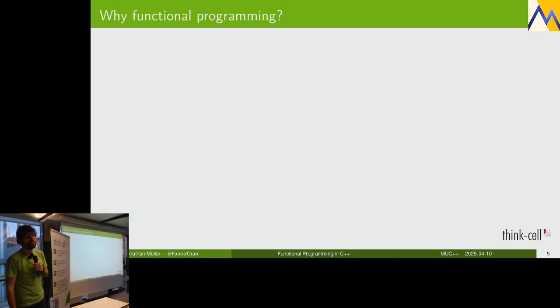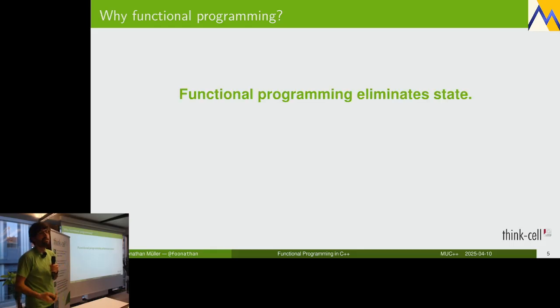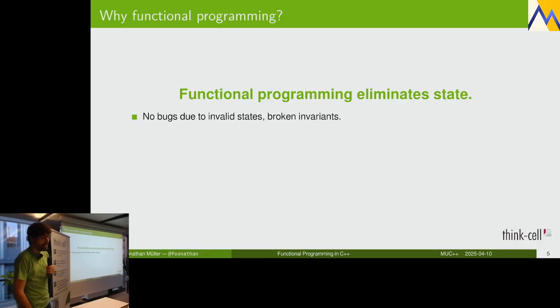Now, why do we use functional programming? Functional programming is really nice because it eliminates state. That's nice because this is where all your bugs are. If you don't have state, you don't have any bugs due to invalid states or broken invariants, like some variable still containing the old value but some other variable already containing the new one. If you don't have any state, you don't have any of those bugs.